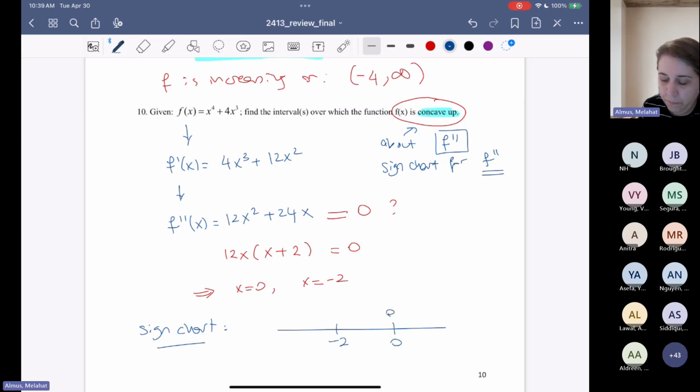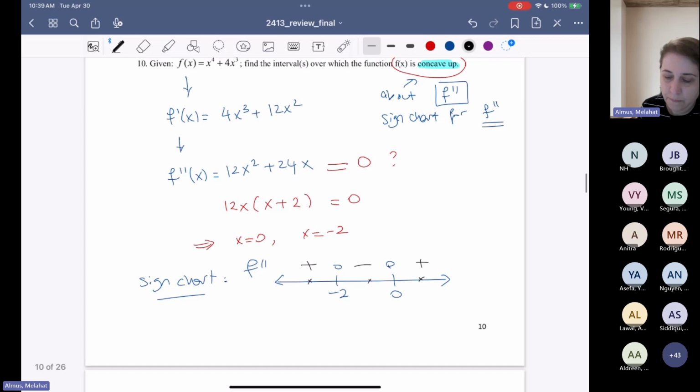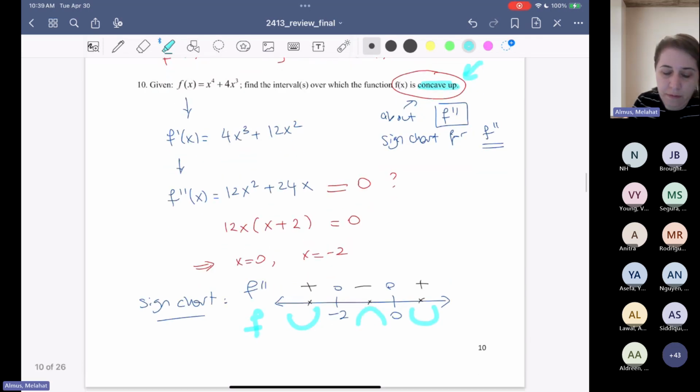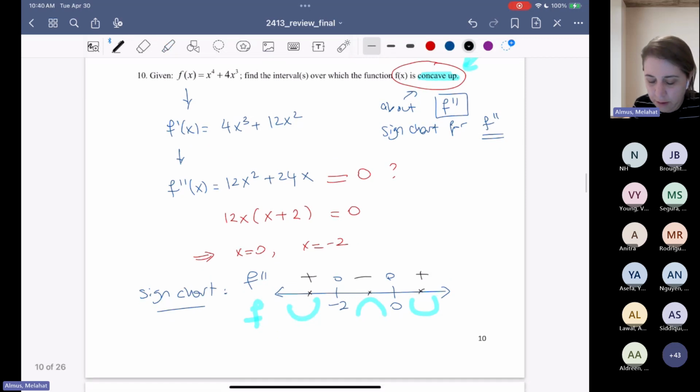-2, 0, f double prime. Again, testing, or my shortcut, you just pick something here, here, or here. It's plus, minus, plus. Conclusion: our function is concave up, down, up. So where are we concave up? To finish that, you need to answer f is concave up on negative infinity, negative 2, and 0, infinity.